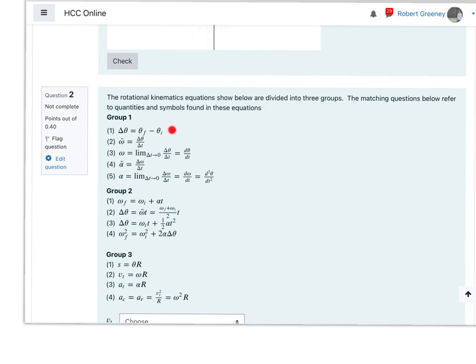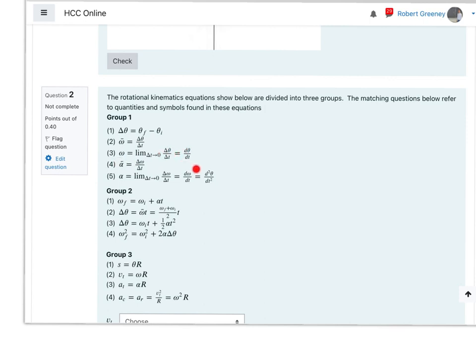For example, if we just run through them, and that's what you should do. What is this one? Oh, that's delta theta. That's the definition of delta theta. It's theta final minus theta initial. This is the definition of average angular or rotational velocity. This is the definition of instantaneous velocity, and you should be able to explain, using words, examples, and these 2 equations, the difference between average and instantaneous angular velocity.